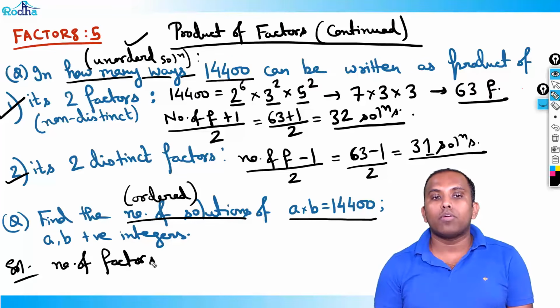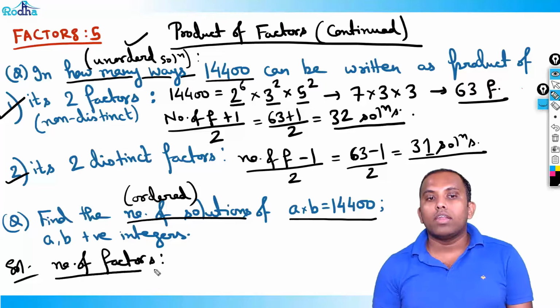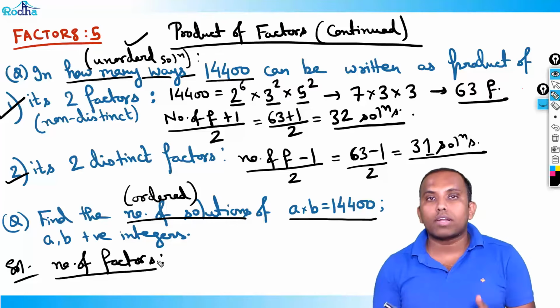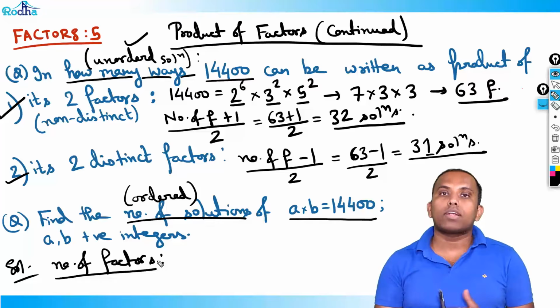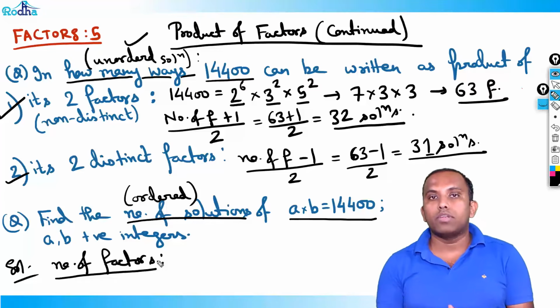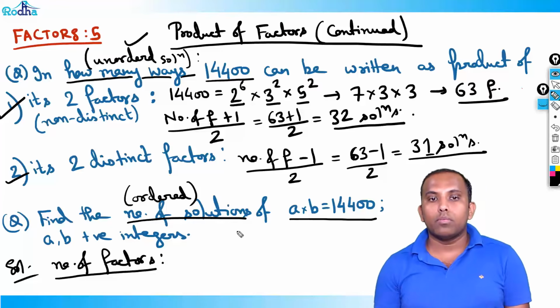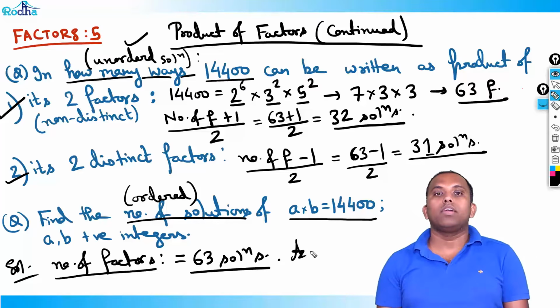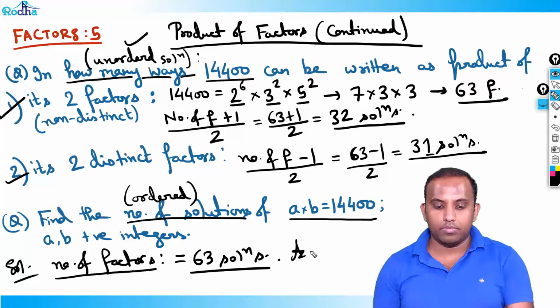Even in case of perfect squares, the ordered solution for writing a number as a product of its two factors is equal to the number of factors, both in case of a perfect square or a non-perfect square, as we discussed in the last video. So what is the number of factors? The simple answer is 63 solutions. That is 63, the number of factors. So a very important funda.